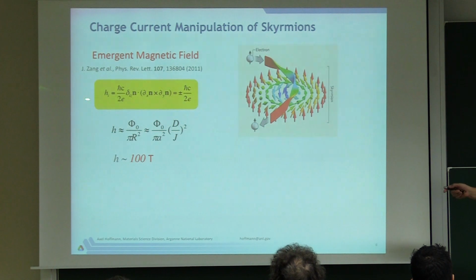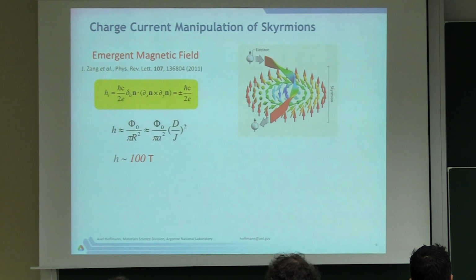And you can calculate it, and it turns out this emergent magnetic field is given by this topological charge. The field that you get is the magnetic flux quantum divided by the area of such a skyrmion. And it turns out that these fields can be rather large. So these skyrmions that were initially measured in manganese silicon are of the size of a couple of tens of nanometers. If you plug this in here, you get a magnetic field of the order of 100 Tesla. If you have skyrmions of nanometer size, it's actually of the order of 1,000 Tesla.